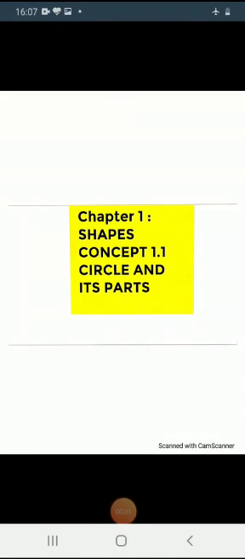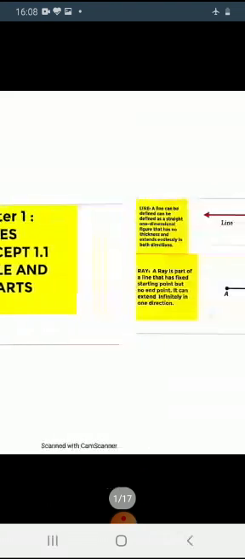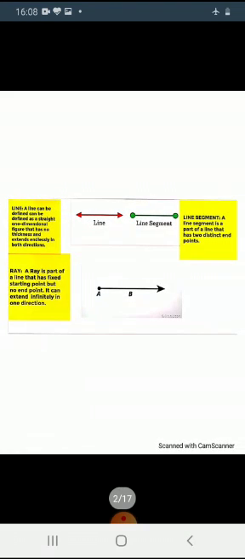This is grade 4 mathematics and the concept is of chapter 1, shapes. We are dealing with the concept 1.1, circle and its parts. We have seen in the previous classes line, line segment and ray. Let us recall once what is a line.